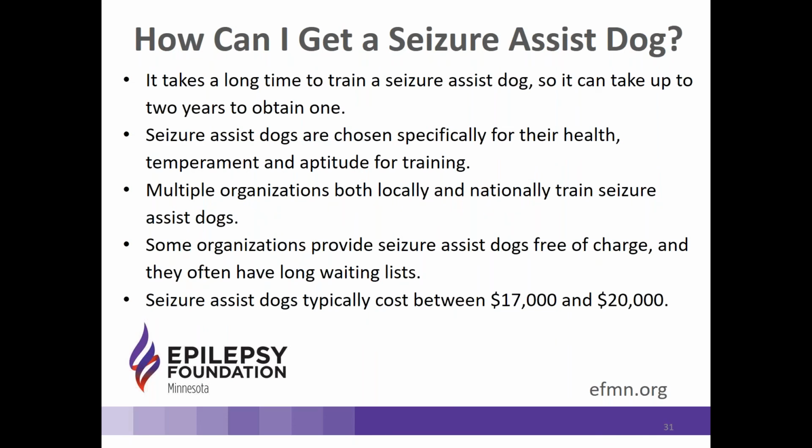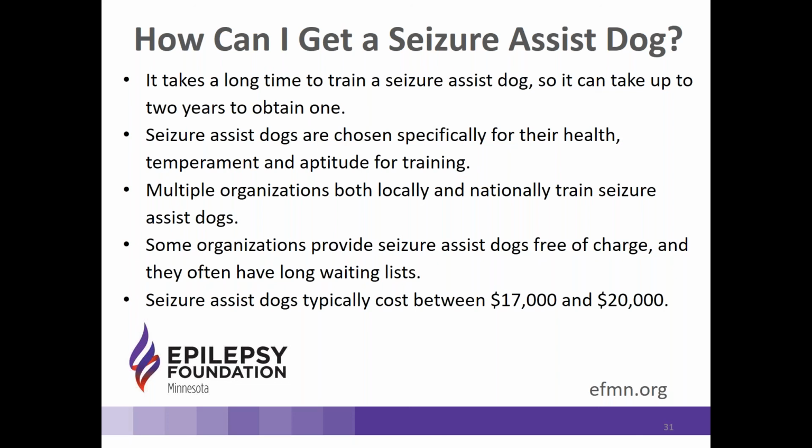Now, it does take a long time to get a seizure assist dog. And so getting one is not something you decide to do and then next week or next month, or maybe not even next year, you might have it. It can take a long time, a year, maybe two. And the reason for that is that not every dog is suited to be a training dog, a service dog. And so they have to pick the right dogs.